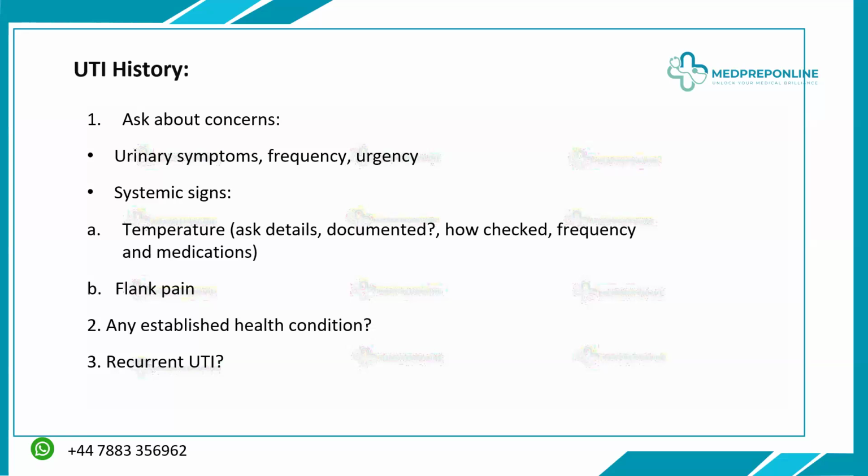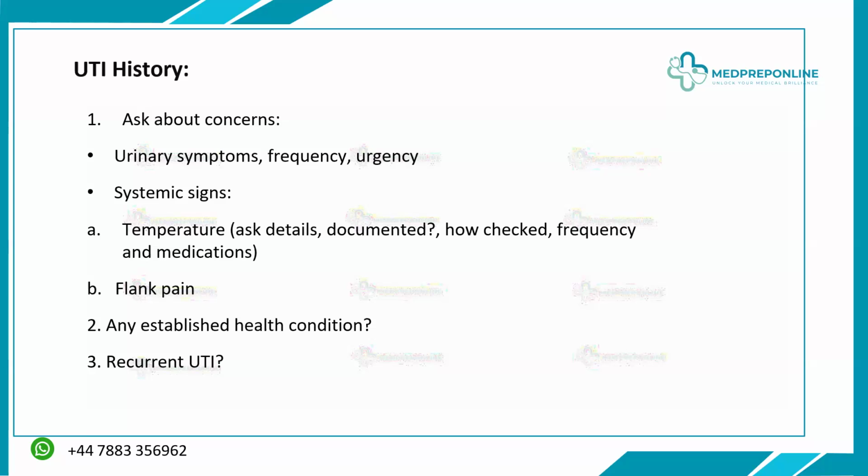And then you can ask about the flank pain. If there is any pain in the flanks, it means there is renal angle tenderness, so it's pyelonephritis. Any established health condition, you can ask if there is any previously established health condition that is causing these symptoms. There can be some vesicoureteric reflux, or some renal anomalies, in which condition the children are more prone to have recurrent infections. So you have to ask about recurrent UTI as well.